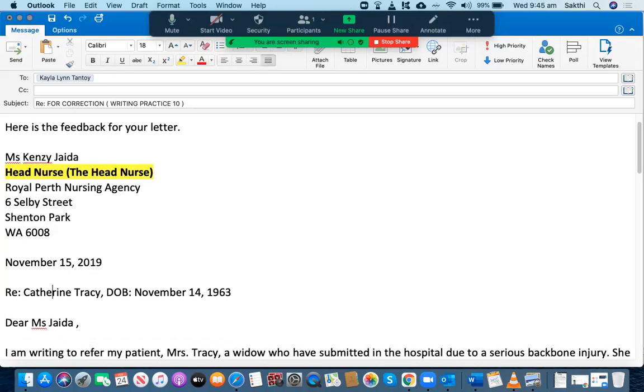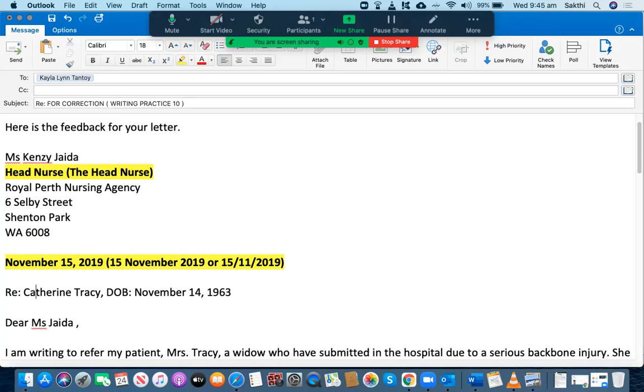November 15, 2019. The best format to use is 15 November 2019, or she can use 15/11/2019. Any of these formats is more formal than the one she has written down.